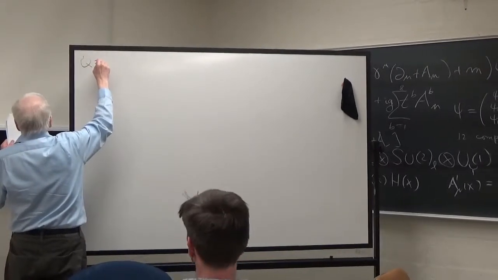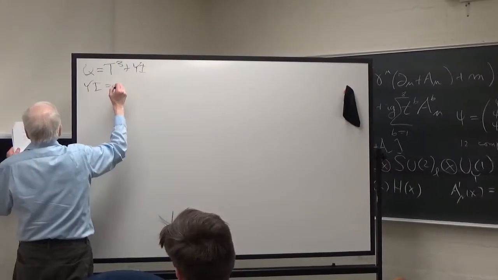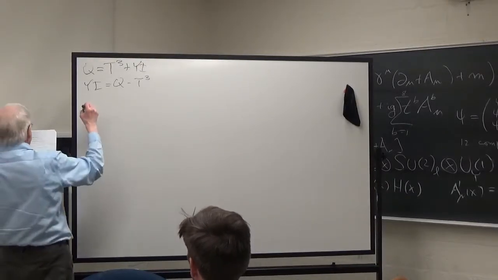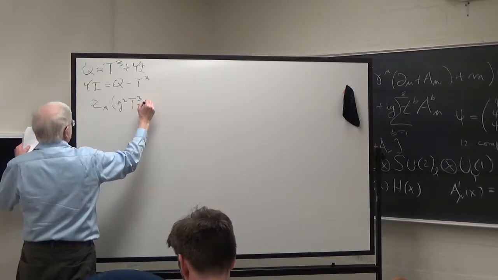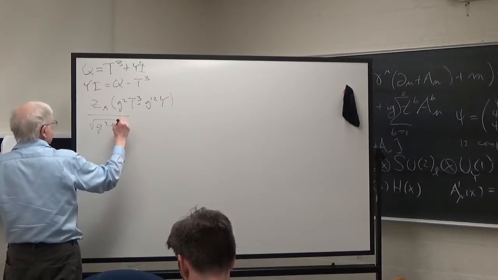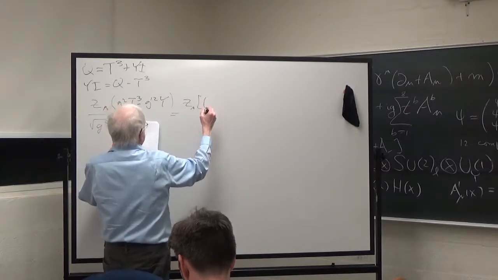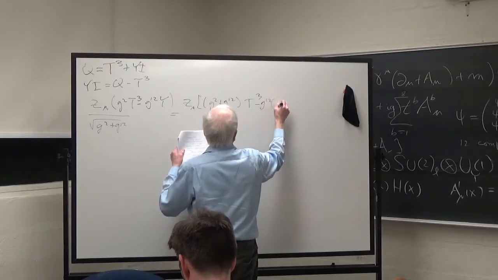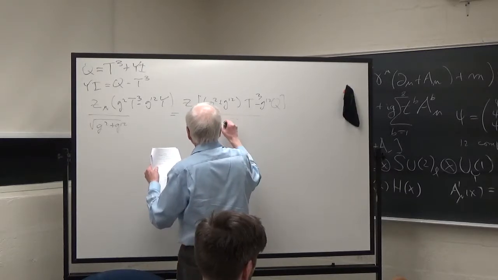Charge here is T3 plus Y, and so obviously Y is Q minus T3, and so that lets one write one of these terms, in other words, the Z mu term, that's (g squared T3 minus g prime squared Y) over the square root of g squared plus g prime squared. This is Z mu times (g squared T3 minus g prime squared Q) over g squared plus g prime squared.